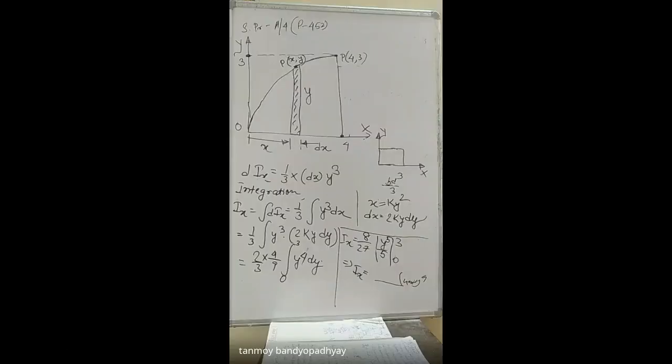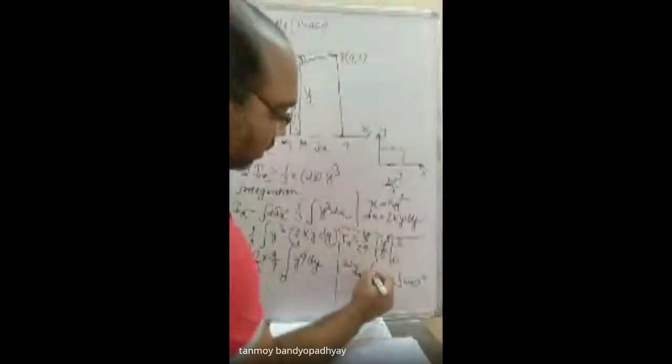Ix is equal to 72 by 125. Just calculate and see whether it's equal to the previous one. The previous answer you got was, I think, 14.40 unit to the power 4. So here also you should be getting 14.40 unit to the power 4. Yes, sir, it's the same. Same answer.